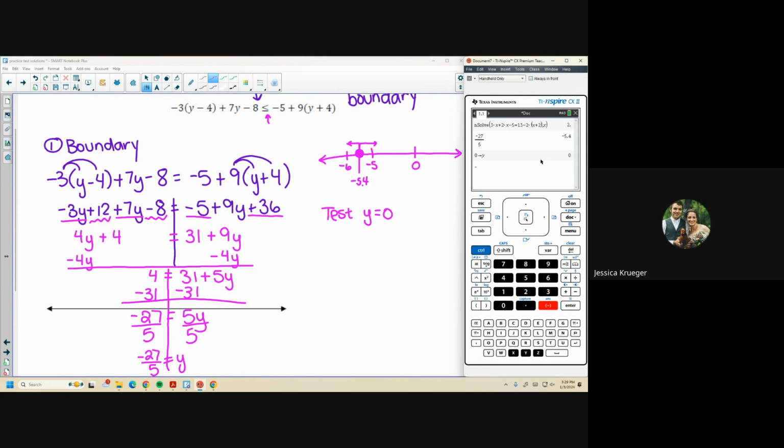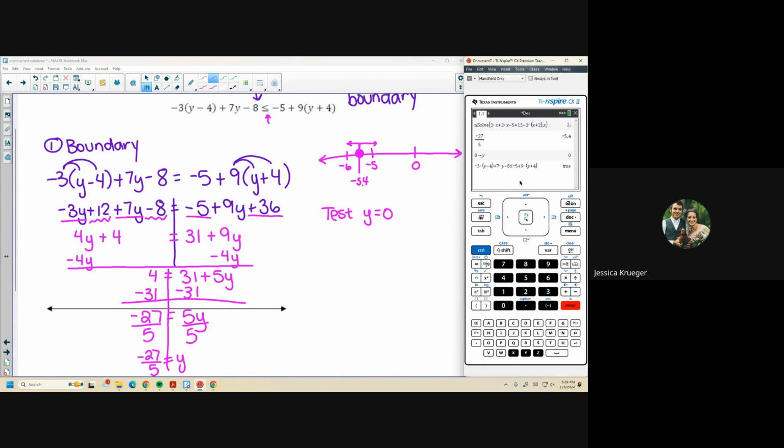Make sure that you do negative 3, not minus 3. Y minus 4 plus 7y minus 8 is less than or equal to negative 5 plus 9 parentheses y plus 4. Close your parentheses. Now, I'm not solving this, so I don't have to put the comma. I can just hit enter and it'll tell me if it's true or false.